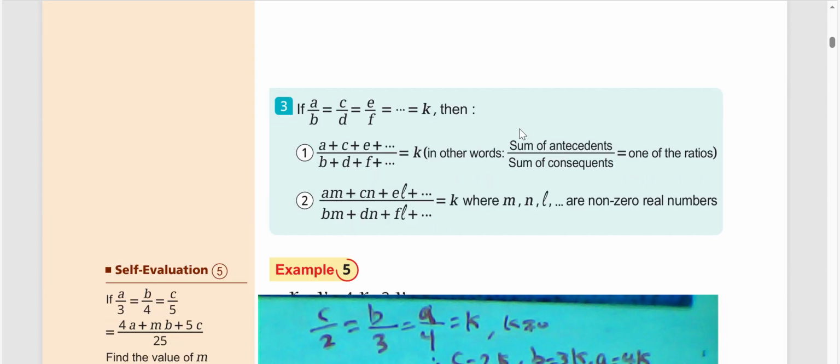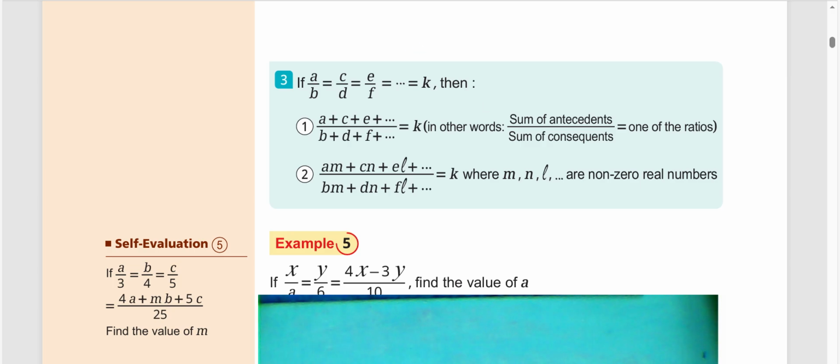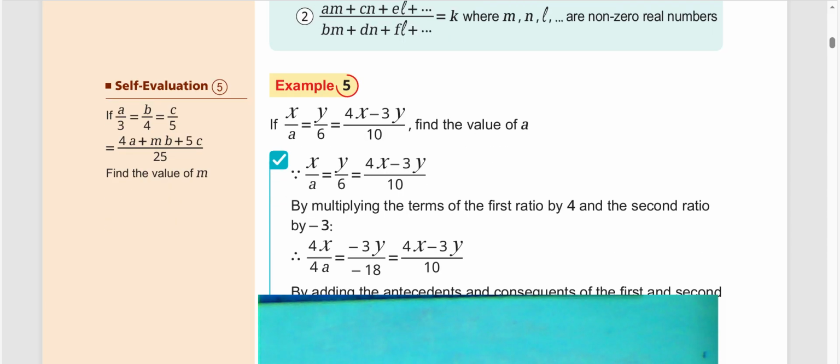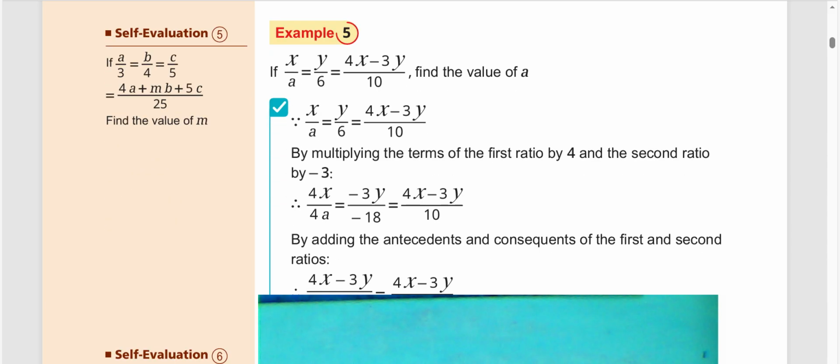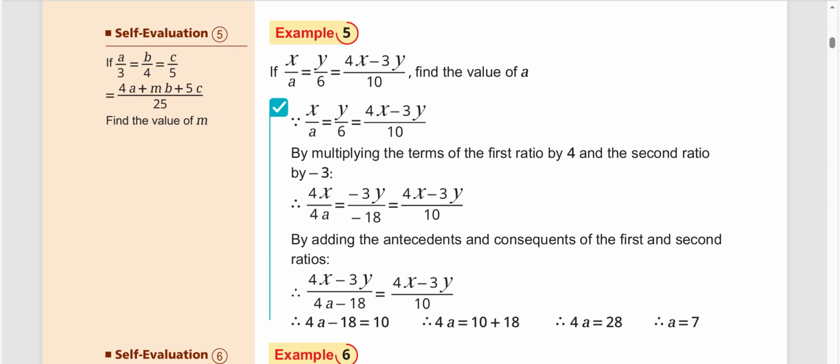Now I will explain the properties here. Also, if we have a over b equals c over d equals e over f, we can use a constant k. If we add, the sum of antecedents over the sum of consequents equals one of the ratios. So these are properties to find the answer of any example about proportion. Look at example number 5. You can read it yourself, and I will solve self-evaluation number 5 now.